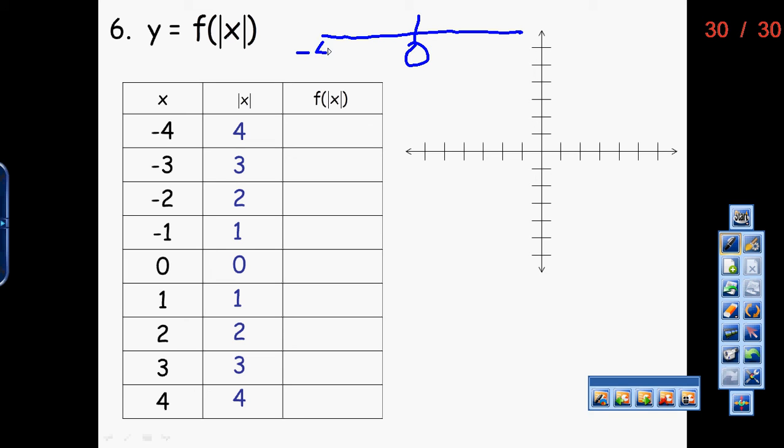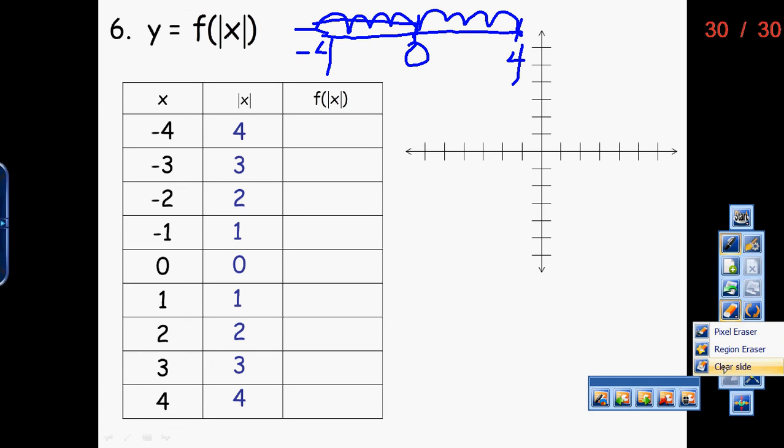So if I'm over here at -4 and I'm over here at 4, how many units is this -4 from 0? It's 4 units. How many units is this 4 from 0? It's also 4. So remember, it measures distance, so that's why this becomes a +4. Just wanted to make sure y'all understand the whys.